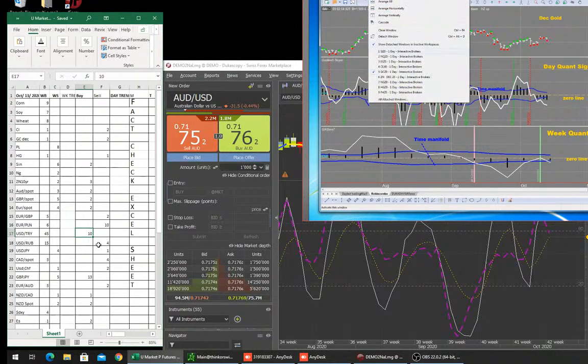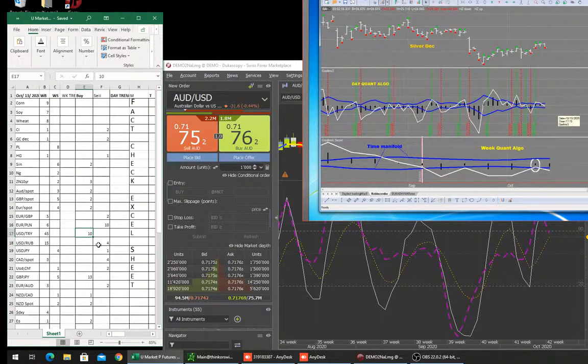Let's see what silver's doing. Silver. Now it went into the daily buy, and it's already trying to roll over, and you can see it tried to get into the weekly buy, but not a buckus, you know?